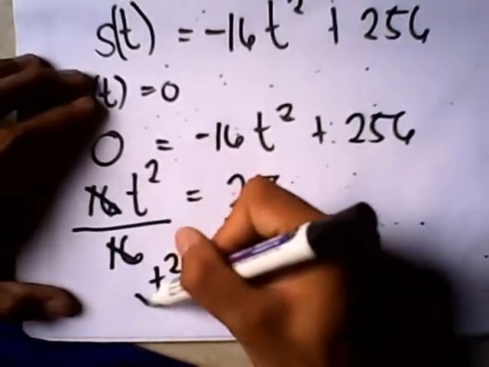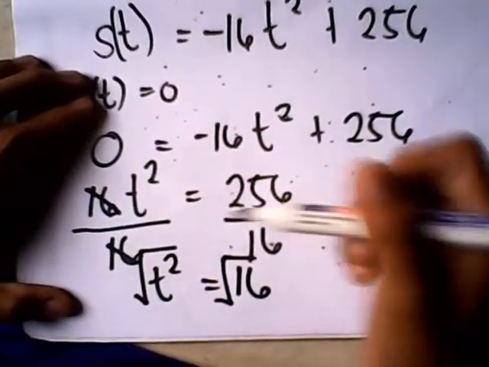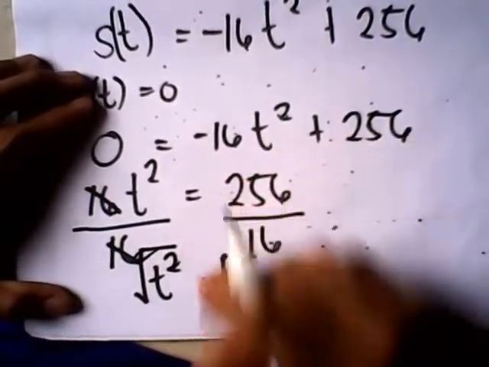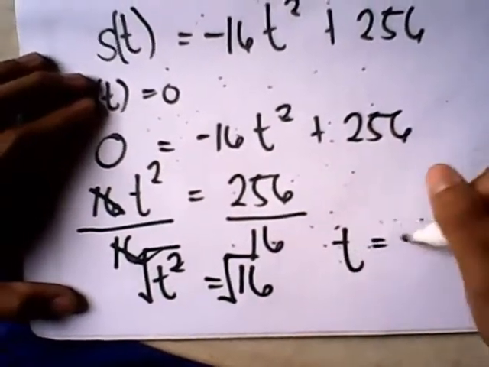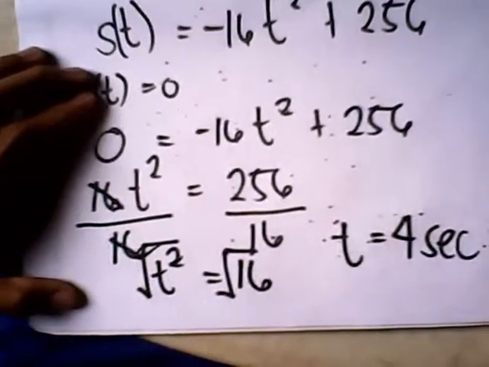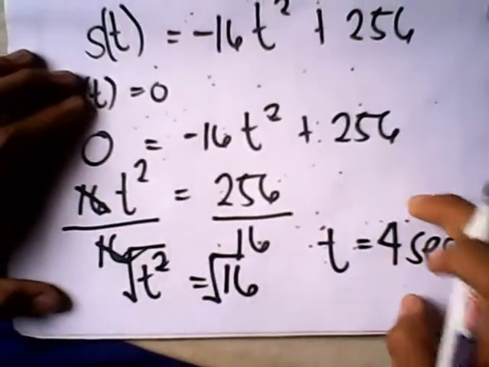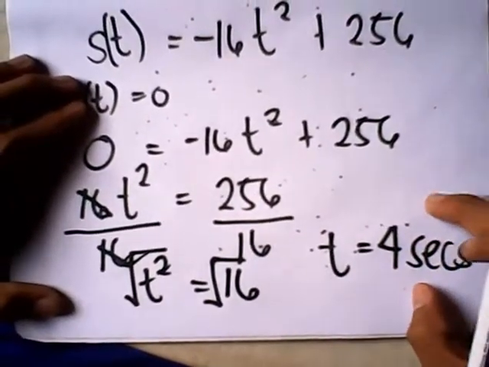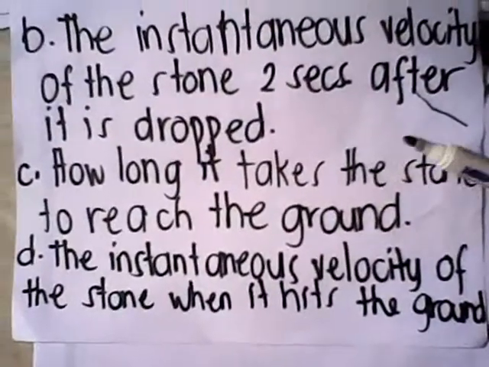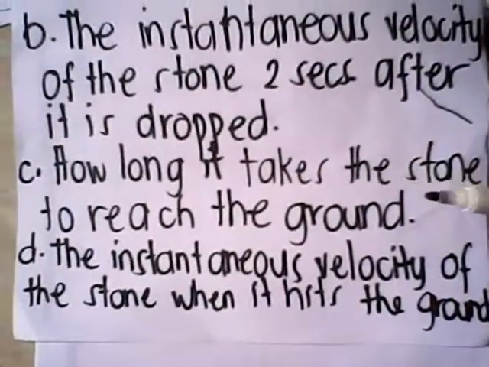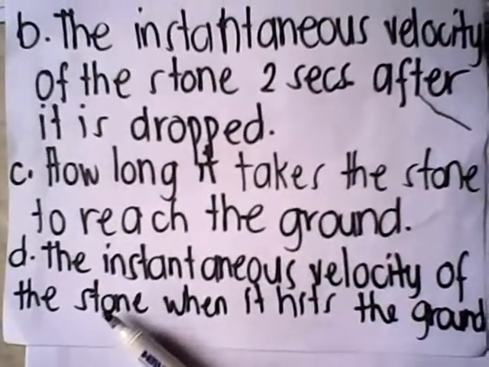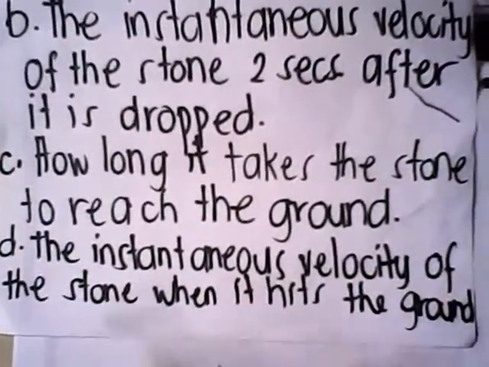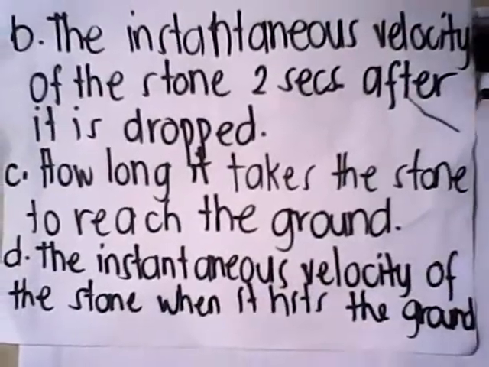Then we have to take the square root of both sides in order for us to get the time. So the square root of 16 is equal to 4. Then we have 4 seconds. This is now the time that the stone reaches the ground. Because we have found the stone reaching the ground in 4 seconds, now we can solve for letter D, the instantaneous velocity of the stone when it hits the ground.